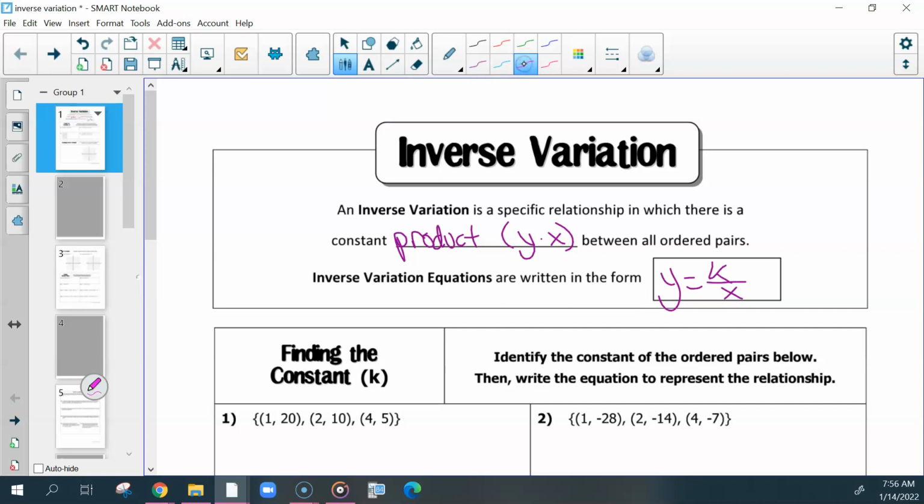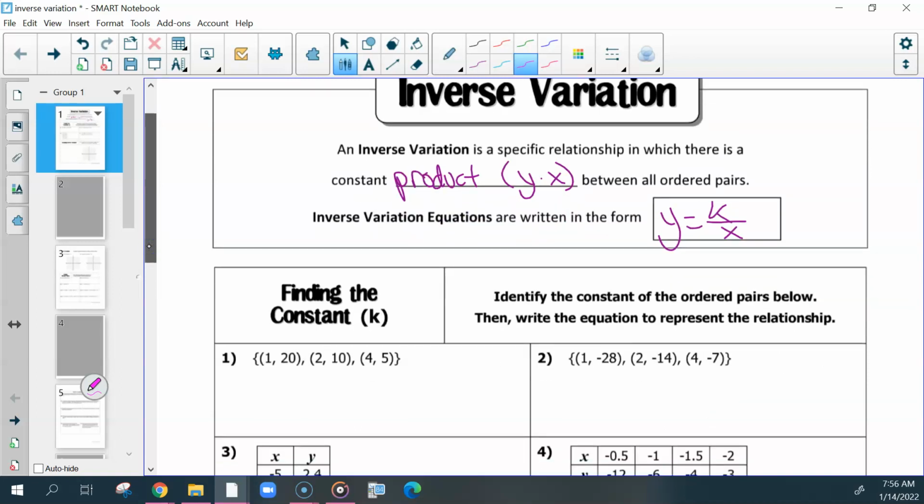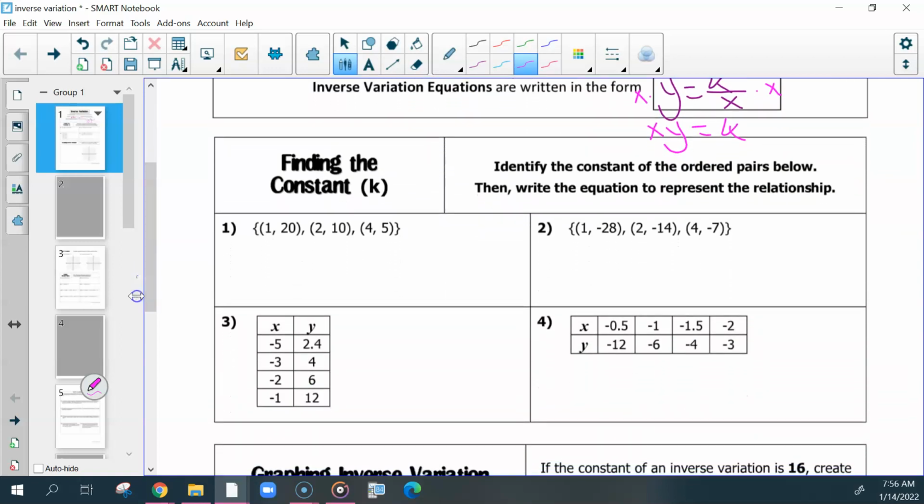Just like before, we could use this equation to find our value of k by getting k by itself. So to do that, I would need to multiply both sides by x. So that product helps us find our k value for inverse variation. Now when we look at our constant k, we need to multiply the two together and make sure they're the same for all of them.